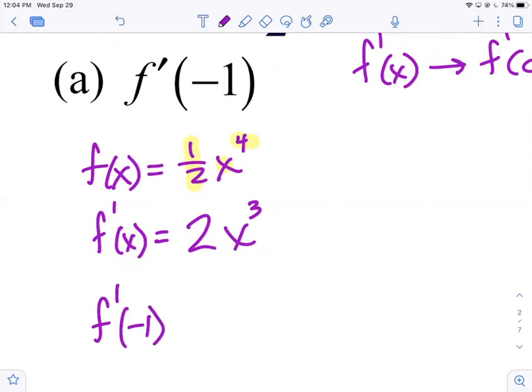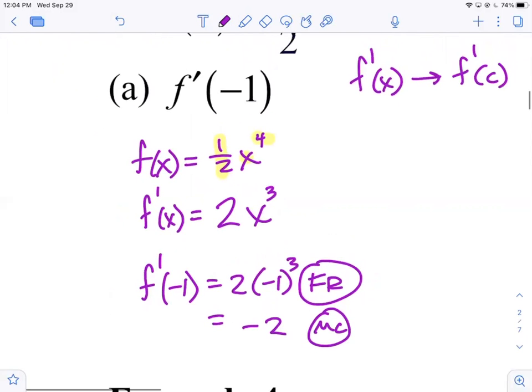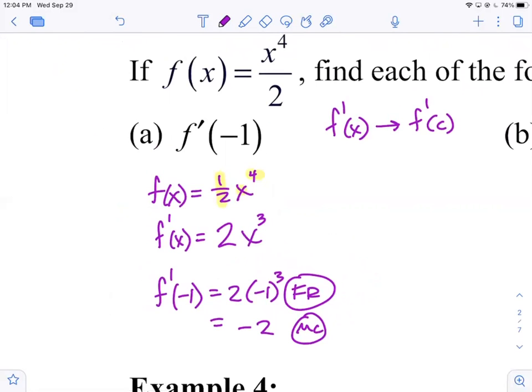F prime of -1: I plug a -1 in on the left, and I plug a -1 in on the right. Free response, we're done right there, right? I'm not simplifying that. But yes, I am for multiple choice. That gives us -2. So what does that tell us? That tells us that on the graph of x to the 4th halves, the function is doing what? Increasing or decreasing there? Should be decreasing, right? It's decreasing at an instantaneous rate at that instantaneous moment.